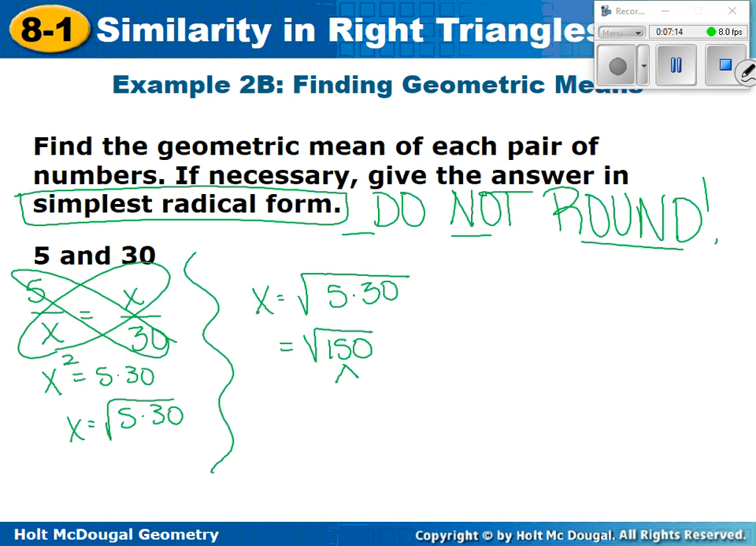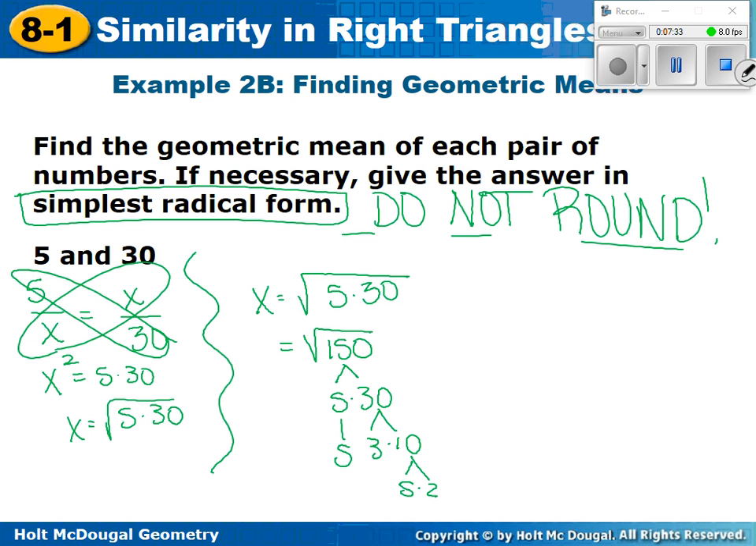What does 150 factor into? 5 and 30, which we already know from up above. Keep going. What does 30 factor into? 3 and 10. Keep going. What does 10 factor into? 5 and 2. So we've got a 2, a 5, a 3, and a 5.